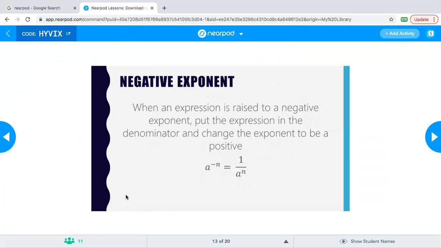All right, negative exponent. This one is a little more difficult to understand by reading, so I'll have to show you. When an expression is raised to a negative exponent, you put the expression in the denominator and change the exponent to be positive.